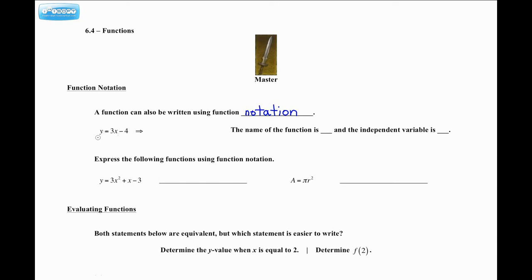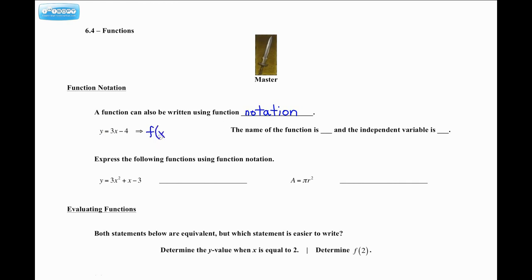So here I have a relation. I know by looking at it, it is linear. And if I were to graph it, it would pass the vertical line test. So the name of the function right now is y, because that's the variable that's isolated. Well, I don't want to call it y. I want to call it something else. So I'm going to call it f for Fred.